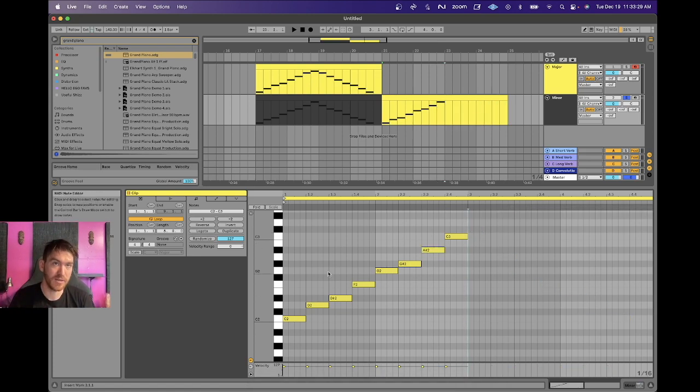So the interval series for a minor scale is 2, 1, 2, 2, 1, 2, 2.